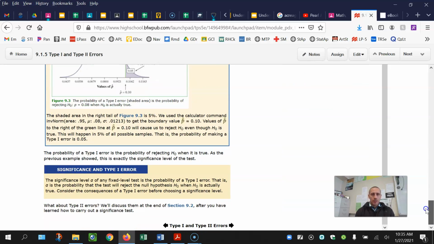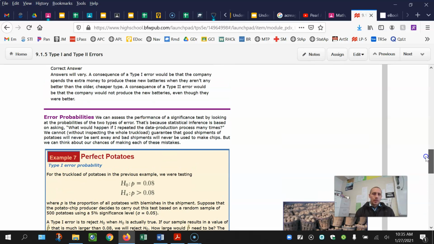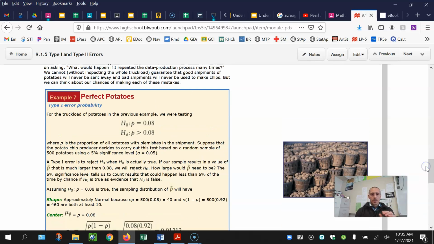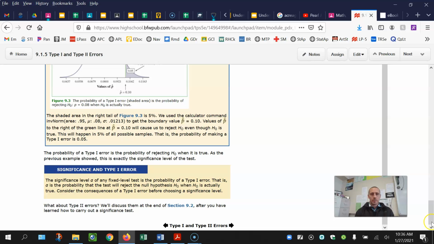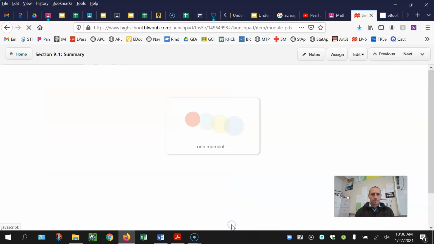All right, type 1 error, probability. Okay, there's a lot going on here. Let me summarize it this way. The probability of making a type 1 error is the same as your significance level. So if you have an alpha level of 5%, there's a 5% chance that you make a type 1 error. So if you want to lower that, then use a smaller alpha level. Maybe I use alpha as 0.01. Now I only have a 1% chance of making a type 1 error.